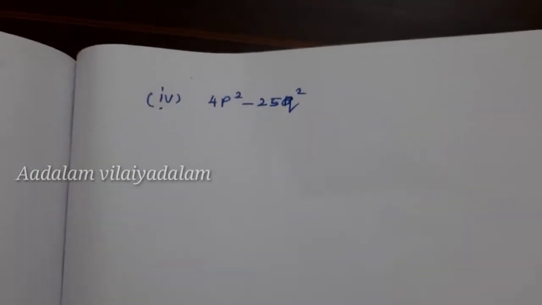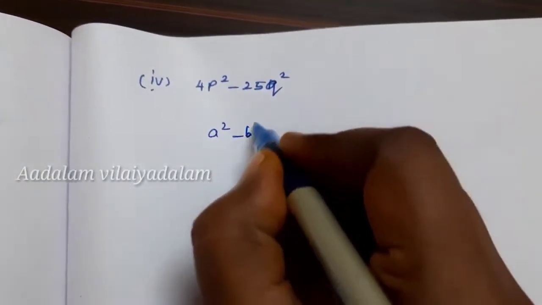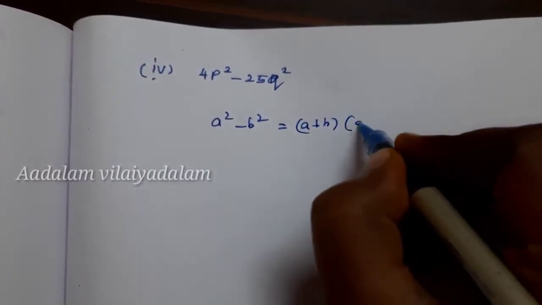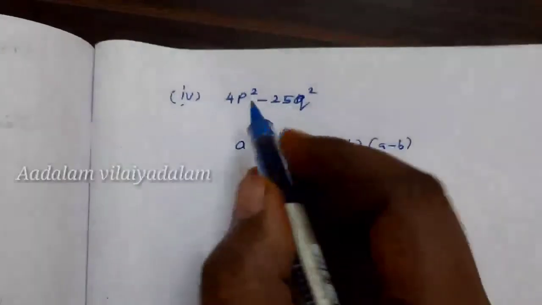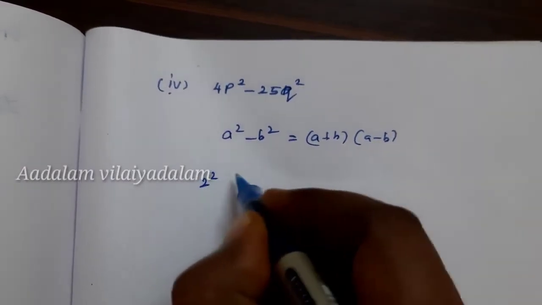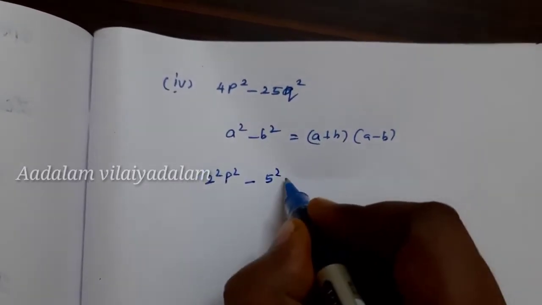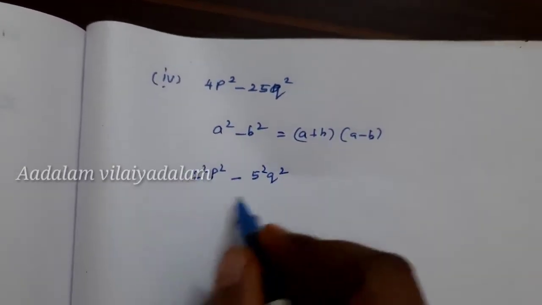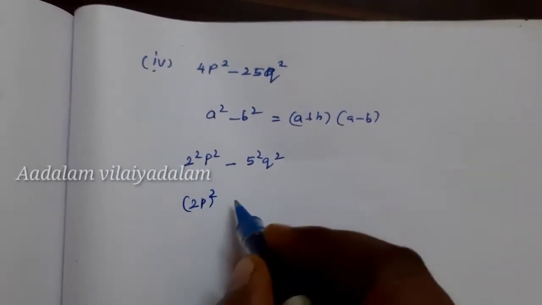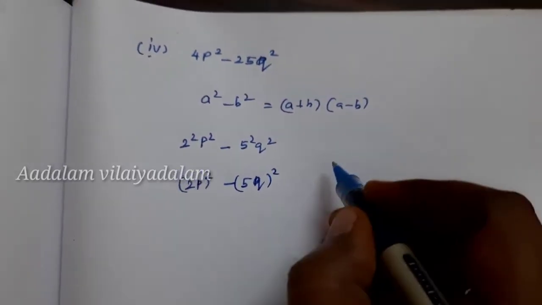Now the suitable identity for this subdivision is a square minus b square. The formula is (a plus b) into (a minus b). Here we can change this as a, that is 2 square and p square. Then we can write it 5 square and q square. Therefore we can change it, that is (2p) the whole square minus (5q) the whole square.